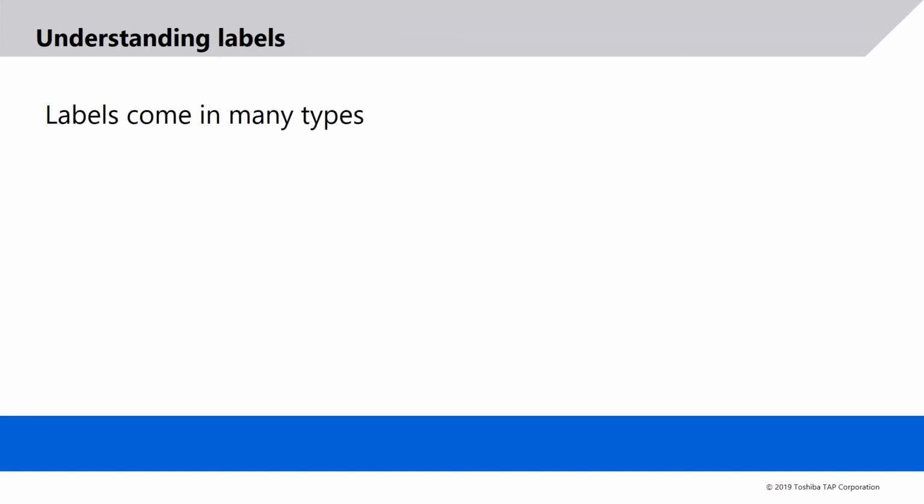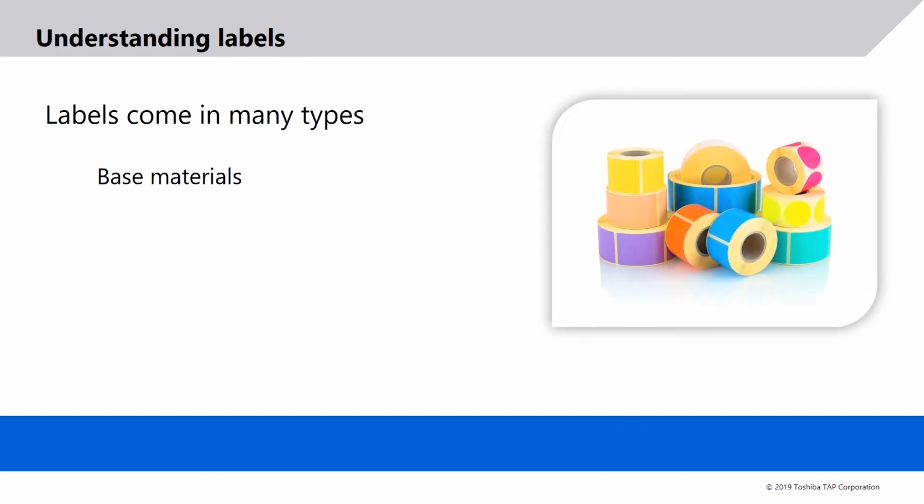Okay, so labels themselves, obviously these are a core part of the printing process. The thing is, there are so many different types of labels. When I say different types, I mean the base materials, but also the different variations of color that you can have, and what types of finish it has. Is it a gloss finish, a matte finish, a semi-gloss finish, etc.? There's a lot of different types available.